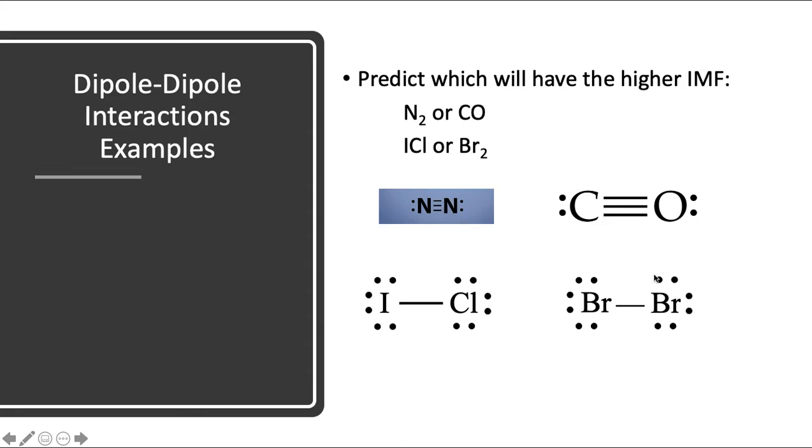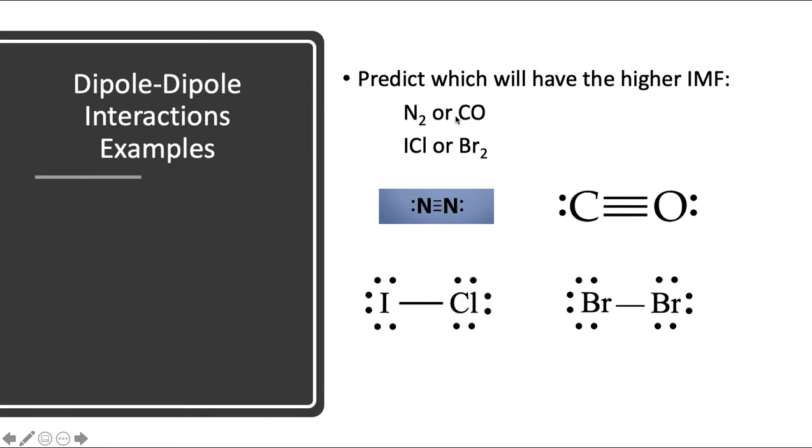This molecule and this molecule, because they're nonpolar, they only have London dispersion forces and nothing else. These will have temporary dipoles only. Whereas these two molecules, because they are polar, they will have permanent dipoles, which means that they will have dipole-dipole interactions, which are stronger than the London dispersion forces, which are only due to temporary dipoles.